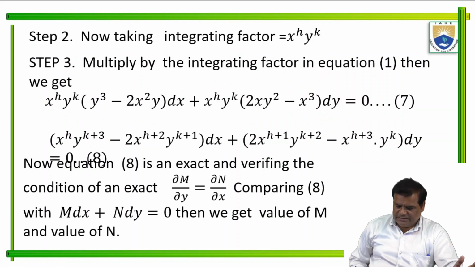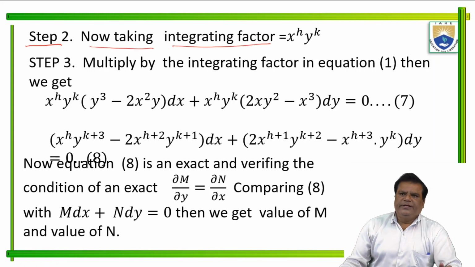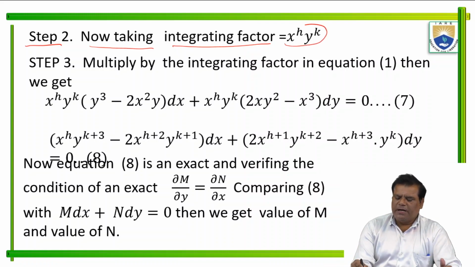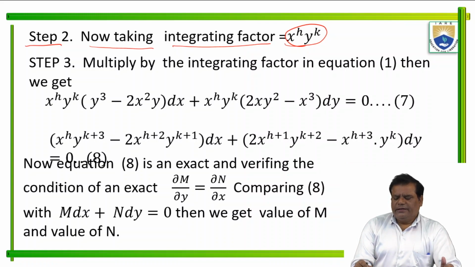So here in the next step, step 2, taking an integrating factor, we are considering some function in x and y. That function is x to the power h and y to the power k. I am discussing just the method. Integrating factor equal to x to the power h and y to the power k. Now step 3. What is step 3?